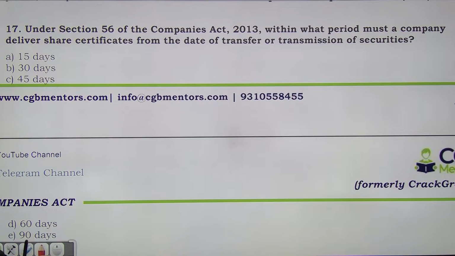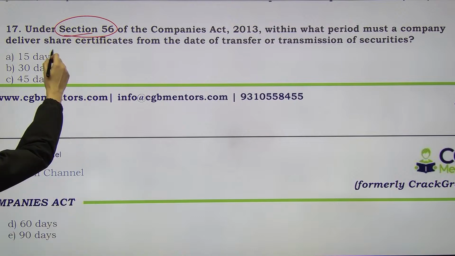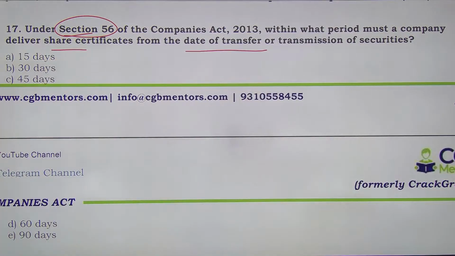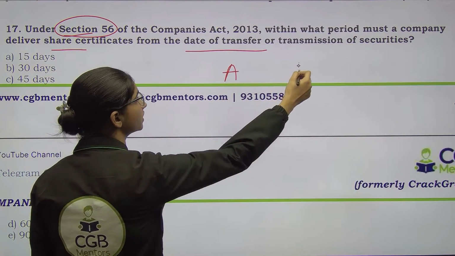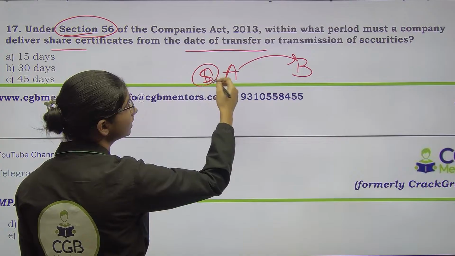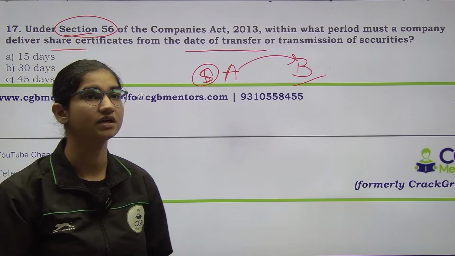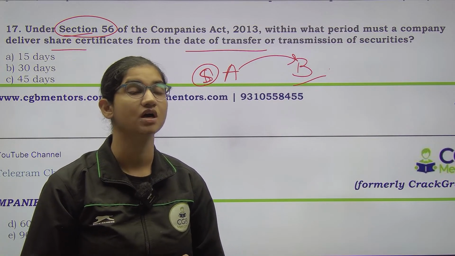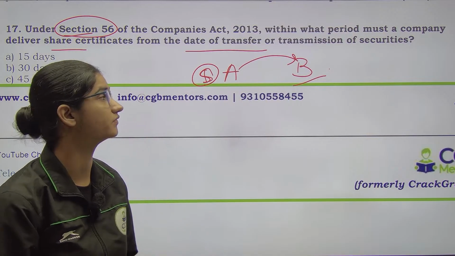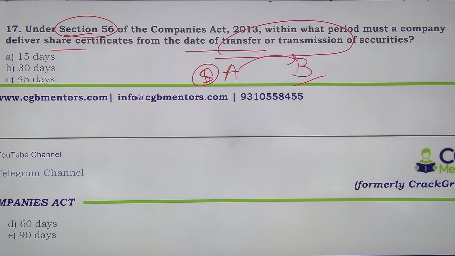Okay, so this particular question is asking you कि according to section number 56, within what period must a company deliver share certificate in case of transfer and transmission of securities? So what happened is कि there is Mr. A who was holding the security of the company, and now this person is transferring whatever shares he held to Mr. B, right? So in that scenario, उन्होंने तो they have done the formalities required on their behalf, but the company will also issue what? The share certificate in this scenario. So in case of transfer or transmission of securities में, in how many days or what is the time period in which the company will give the share certificate, right?